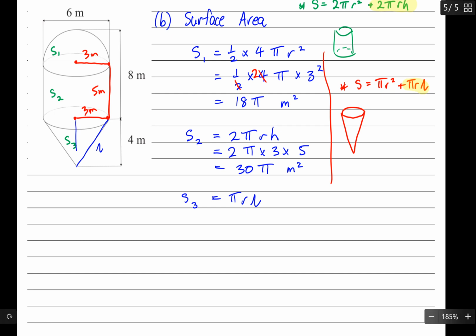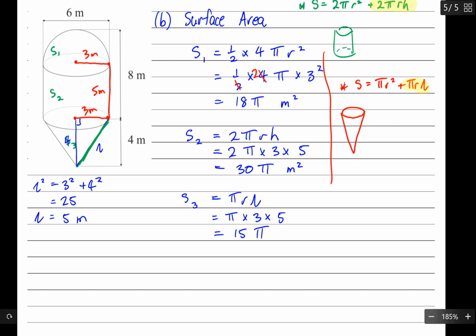Okay, so drawing in our 4, we've got a right angled triangle here, and you can see what's going to happen. L squared is 3 squared plus 4 squared, which is 25. So L is going to be 5 meters, and that's the value that we want for our surface area here. Okay, pi r L, where L is the slant height. So substituting in, we've got pi times 3 times 5, which is 15 pi.